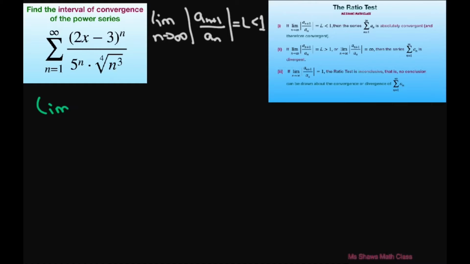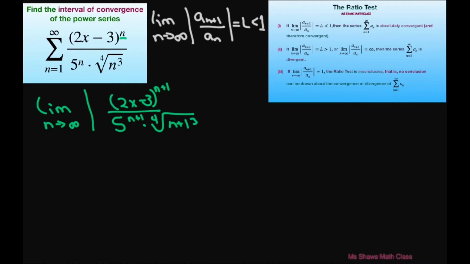We have the limit as n approaches infinity of the absolute value, and then everywhere there's an n, put n plus 1. So you're going to get (2x minus 3) to the power of n plus 1 divided by 5 to the power of n plus 1 times the fourth root of (n plus 1) cubed. Put this in parentheses. All right.